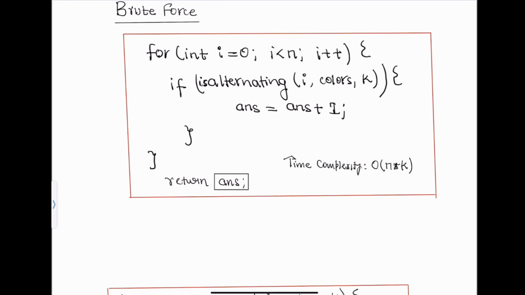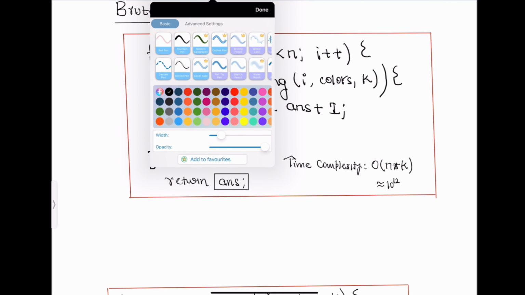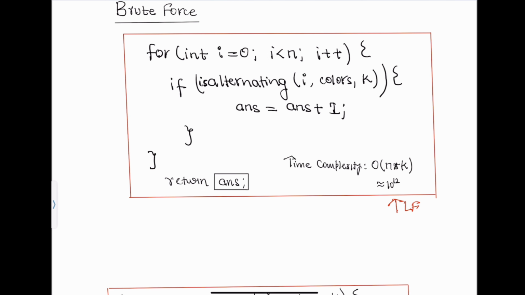Now, the value of n is around 10 power 6 and the value of k is also less than or equal to n. So it goes up to 10 power 12. So obviously, this solution will give us time limit exceeded. That's why this solution will not be accepted. Let's move ahead and think of a better approach.